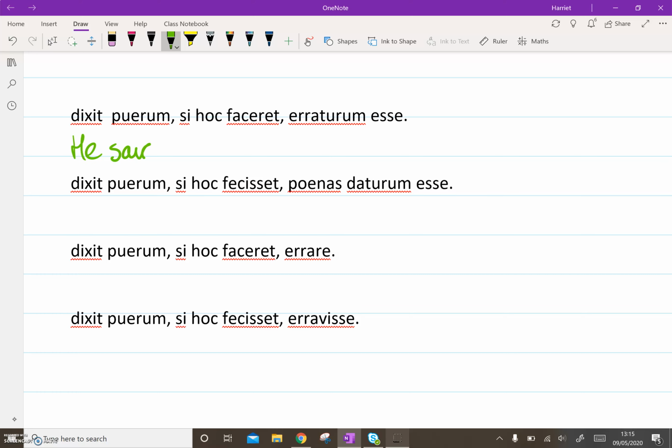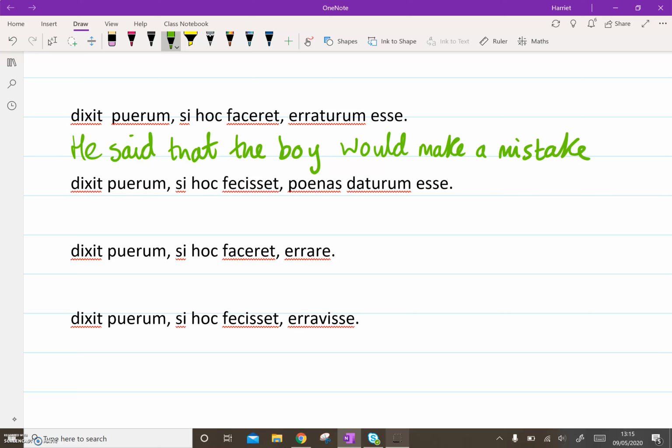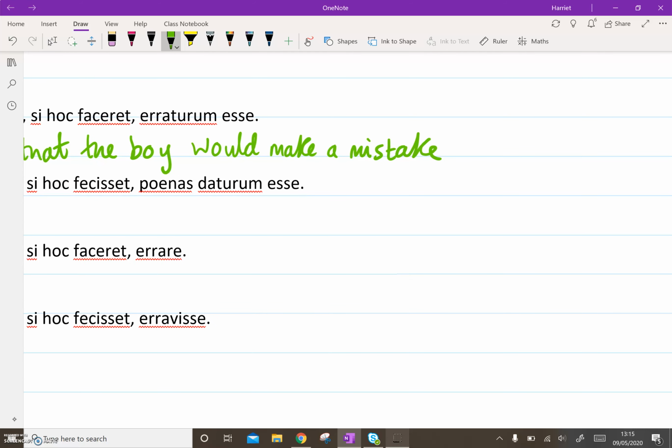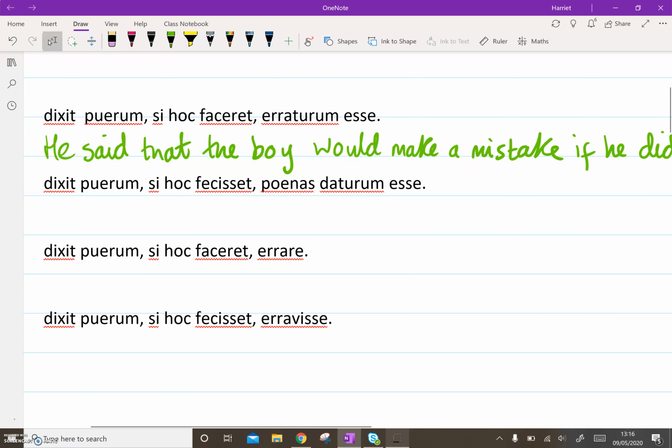He said that the boy. So we start with the indirect statement, we start with the accusative, and then we can translate the infinitive next if you like, as that's how we've always translated indirect statements. So he said that the boy would make a mistake because it's future. Okay, si hoc faceret, if he did this. Okay, so that one's pretty straightforward.